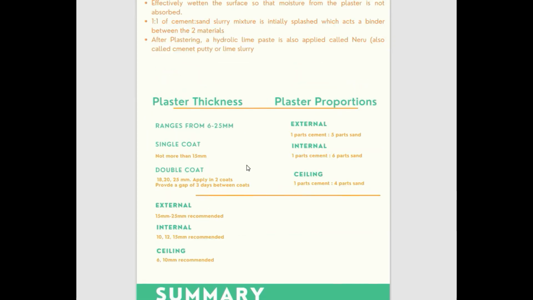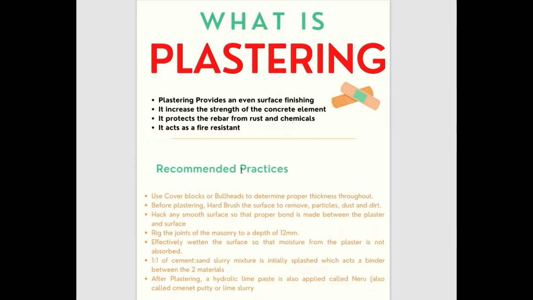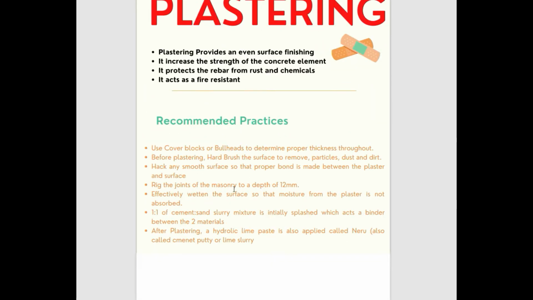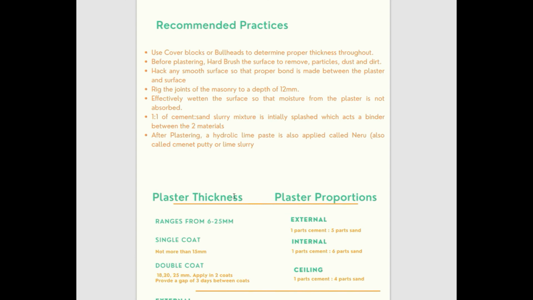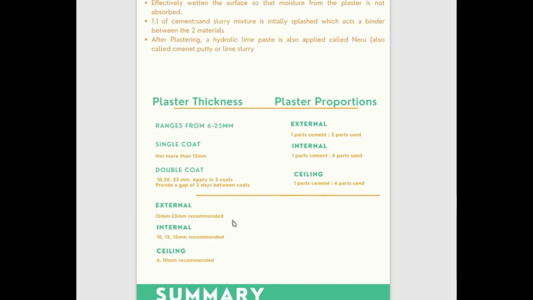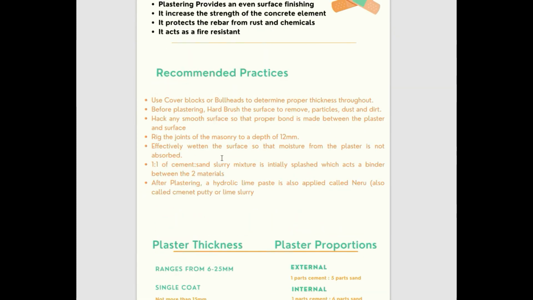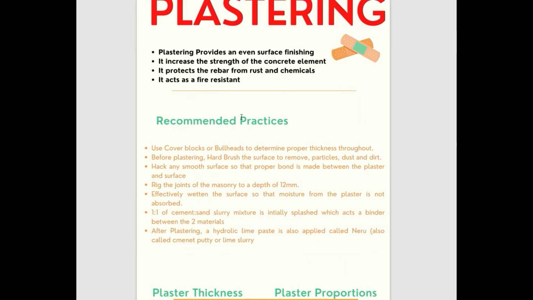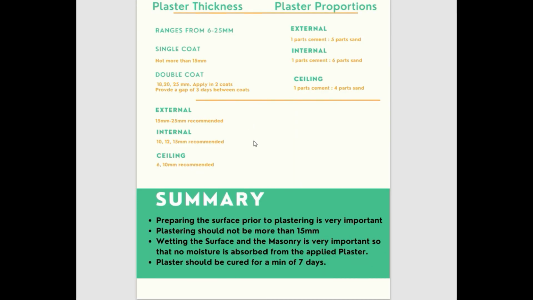And there wasn't any detailed explanations here, but it was mostly thumb rules that every site engineer must be familiar with when plastering is being done on site. So when plastering is being done, then you should check the thicknesses and you should check the proportions and the recommendations which we studied here, in which it says that hacking should be done, rigging should be done, and cover blocks and bullheads should be used. So these are mostly easy and simple thumb rules to understand and to make sure that a proper plaster is applied on structural members.